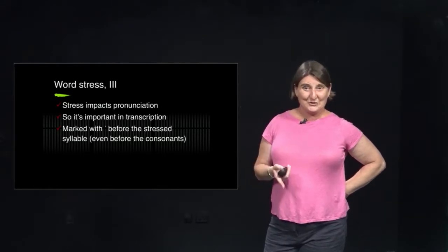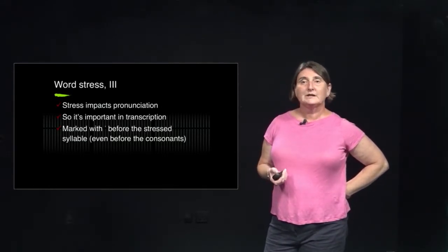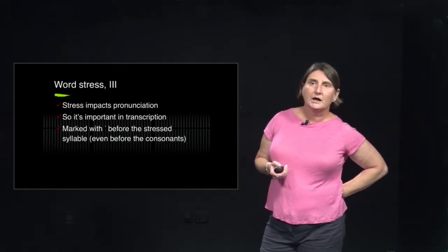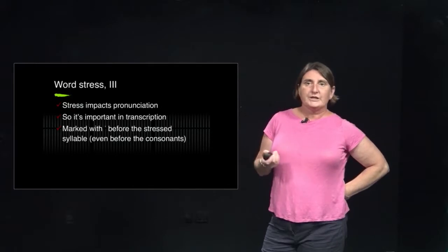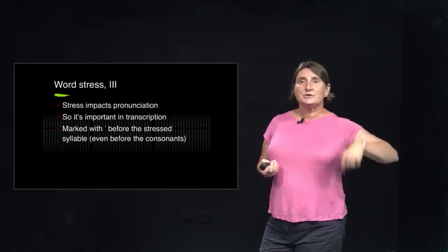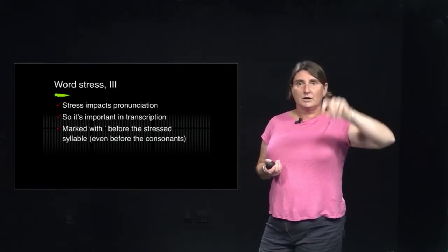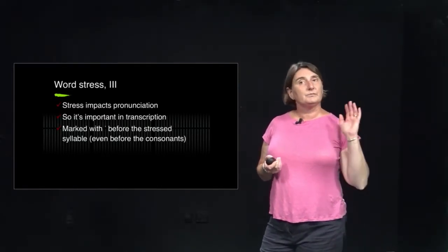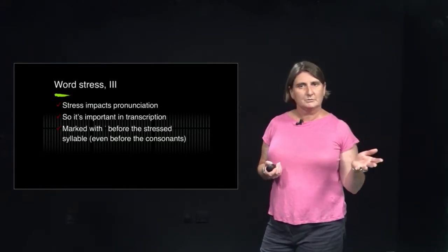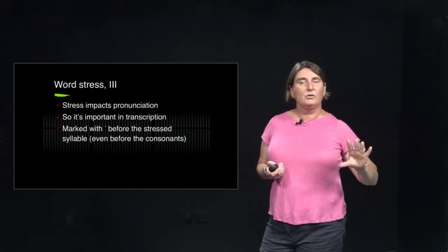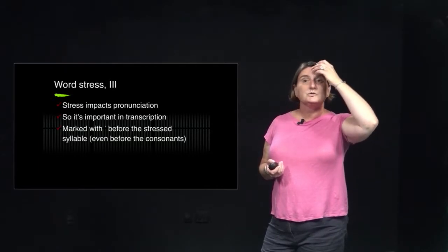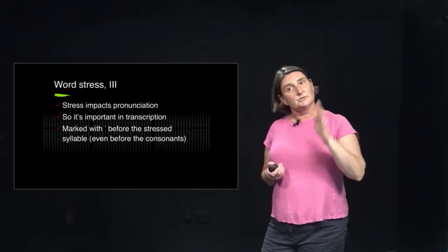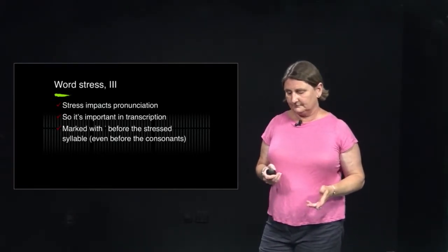So that means it's really important for you as you transcribe. And when we transcribe, you don't always have to transcribe where the stress is, but when you do, I'll particularly ask you to do that. And we use just a straight apostrophe before the stressed syllable to mark it. Even though other systems might put something on the vowel, this apostrophe goes before any part of the stressed syllable, the consonants included. So it goes way at the beginning of that.